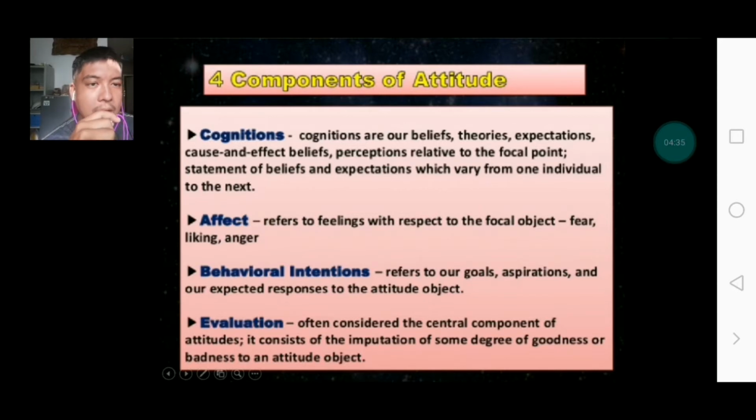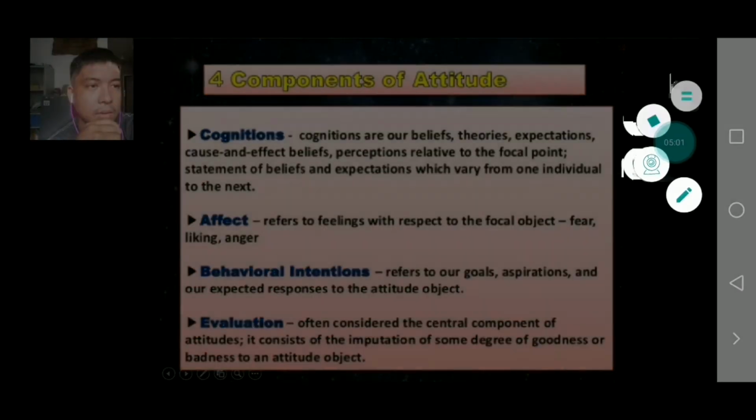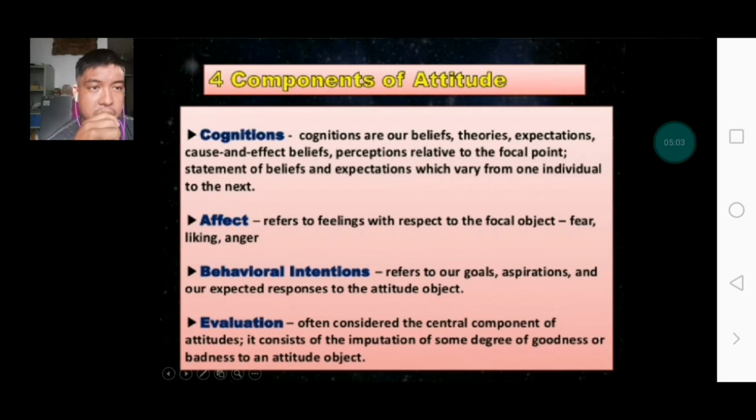So there are specific parts of attitude. First is the cognition. Cognitions are our beliefs, expectations, cause and effects, perceptions relative to the focal point. Statements of beliefs or expectations vary from one individual to the next. So the cognition is all about what you believe.